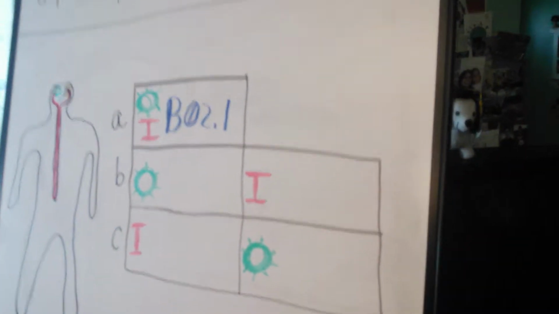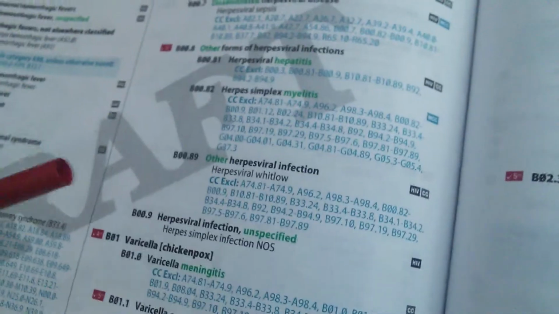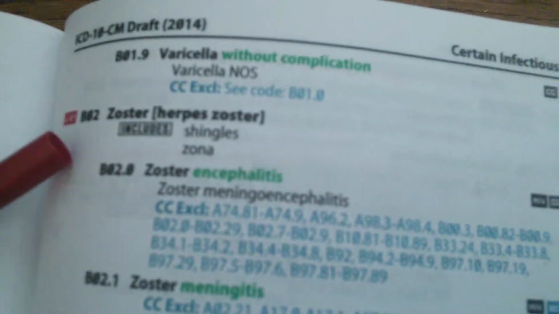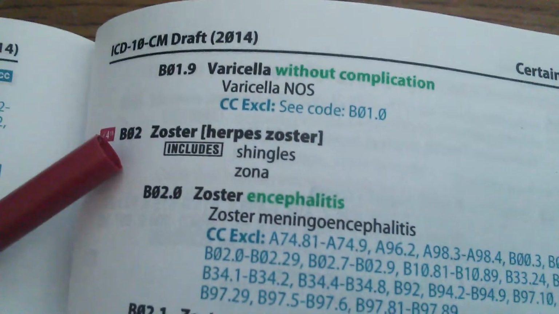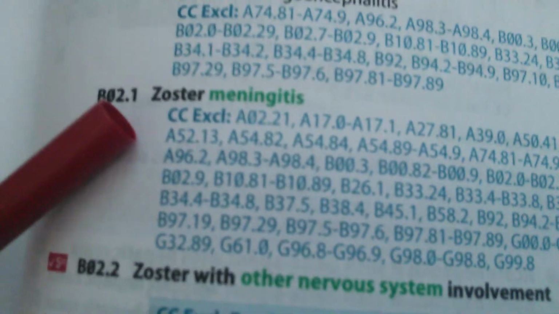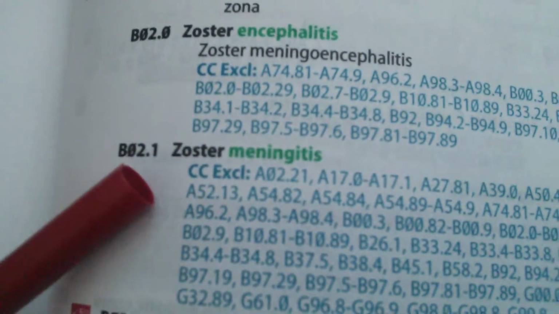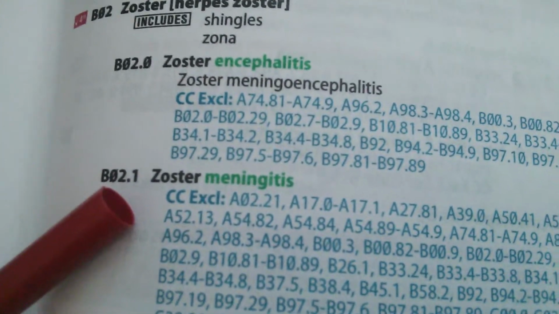Now we're going to check this with the tabular, so we go back to the book. In the tabular, we have to start with the 3 characters. It says B02 zoster, herpes zoster. Then we go to B02.1, which is the code that we're trying to check. And what is that? B02.1 zoster meningitis. And there's no indication that we should use an additional code.